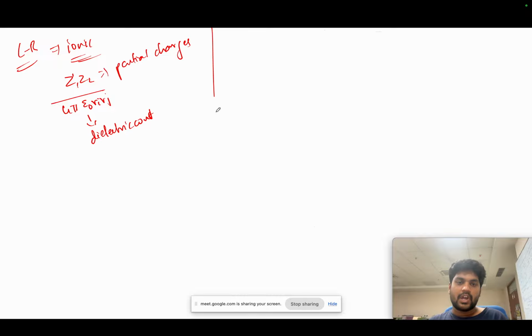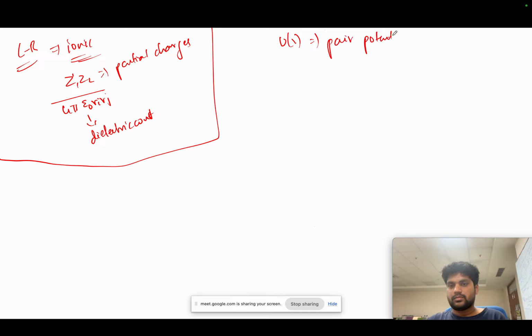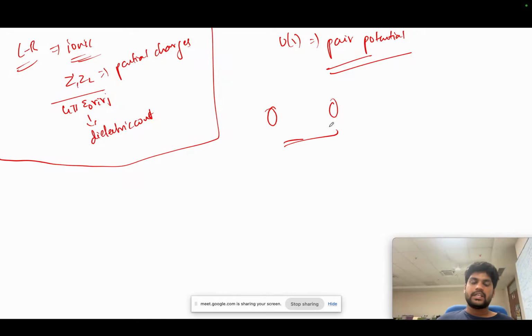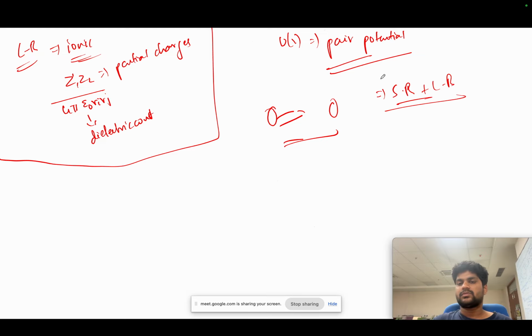Now, do you have any doubts on this point? This is for the pair potential. Pair potential means you are taking the interaction between two atoms. Suppose this is one atom and this is a second atom, and you are considering what potential energy it can have. That we can have through short range plus long range. This is interparticle interaction, when you have two different types of atoms. Any doubt in this?